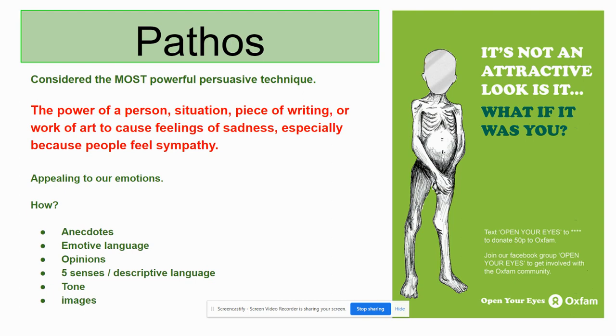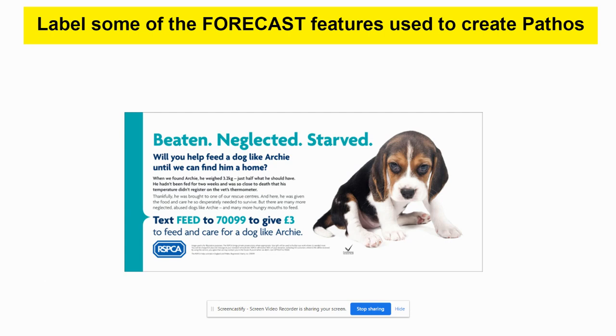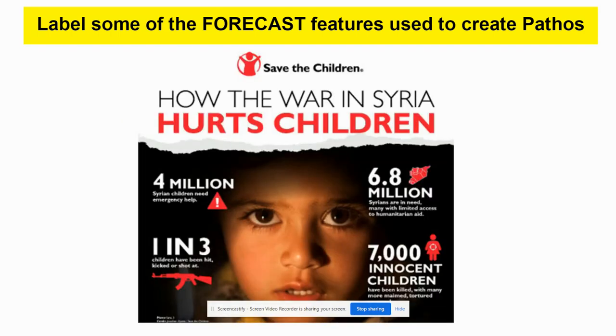So I'd like you to label some of the features or any other extra features that you spot that try and create pathos, that might try and make you feel angry, sad, sympathetic, upset. What do they use? How do they create it? So for example, there straight away, we've got that list of 3. And all you're going to do is label them and draw lines around the outside, okay? So you're going to do it for this one as well, and also this one. So there is 3 for you to do.